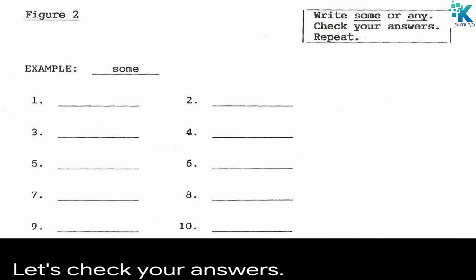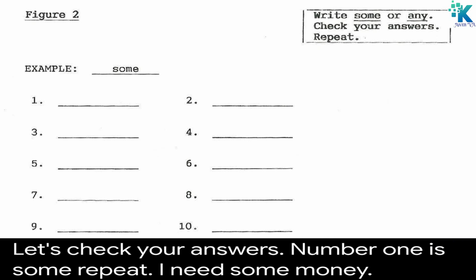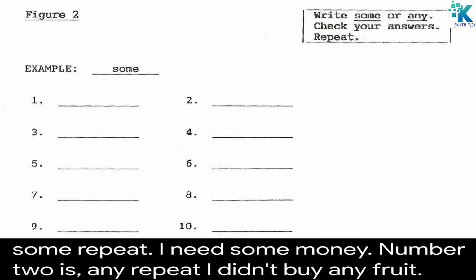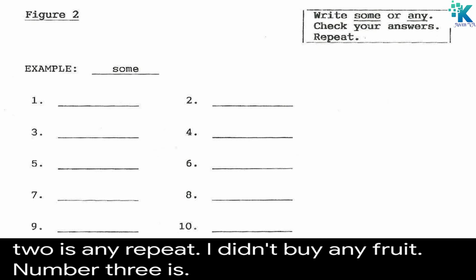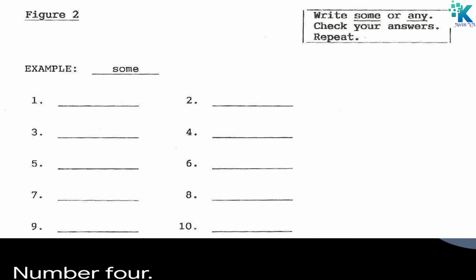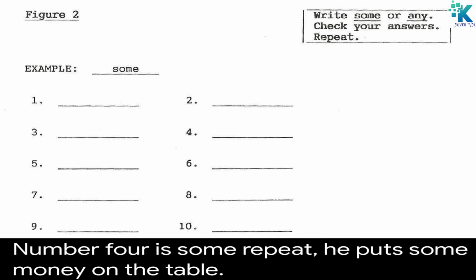Let's check your answers. Number 1 is some. Repeat. I need some money. Number 2 is any. Repeat. I didn't buy any fruit. Number 3 is some. Repeat. Do you want some coffee? Number 4 is some. Repeat. He put some money on the table.